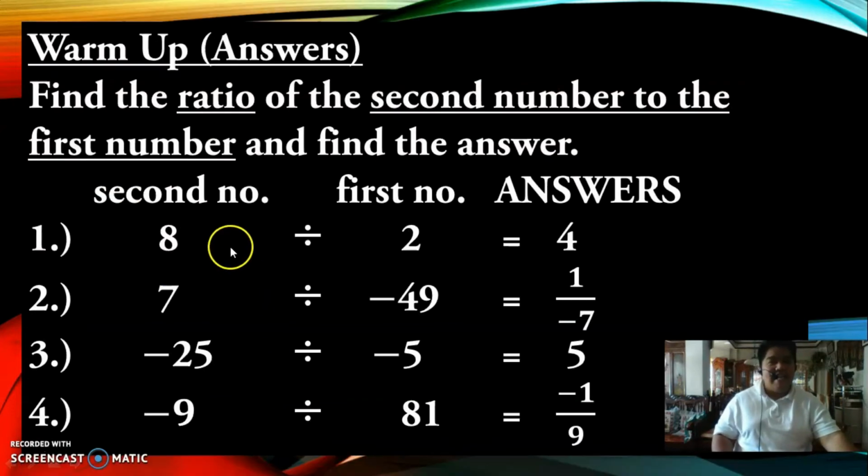So these are the answers. So obviously, the second number is negative 25 divided by the first number, negative 5. The answer is 5. And that's your ratio. Because like signs, therefore, it's positive. Now, for number 4, negative 9 divided by 81, the lowest term is negative 1 over 9.